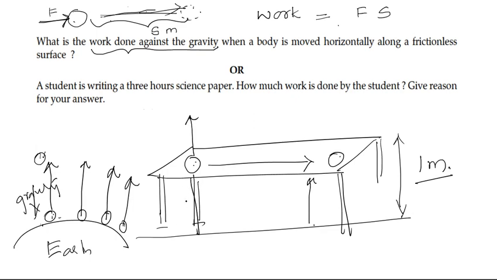Here the distance is 1 meter between the surface of the earth and the ball. Here also there is a distance which is equal to 1 meter. So there is no change in the distance. And if you take a reference of the earth, the ball is at 1 meter distance above the earth itself. So therefore, work done against gravity is 0.